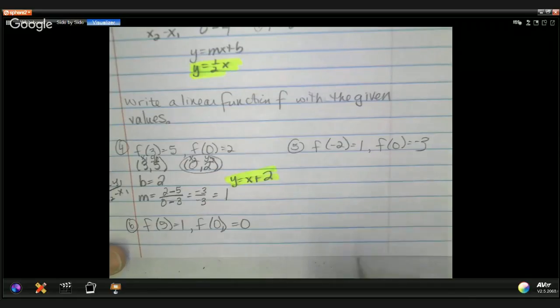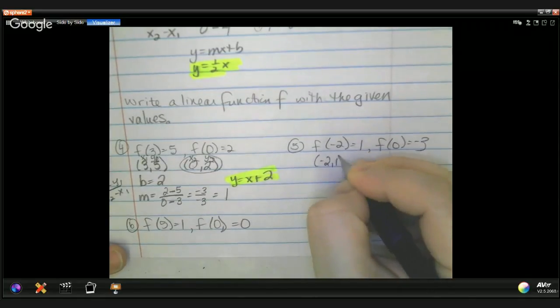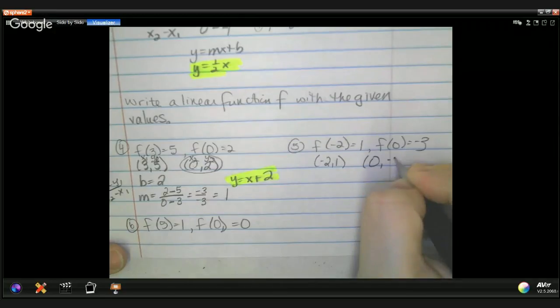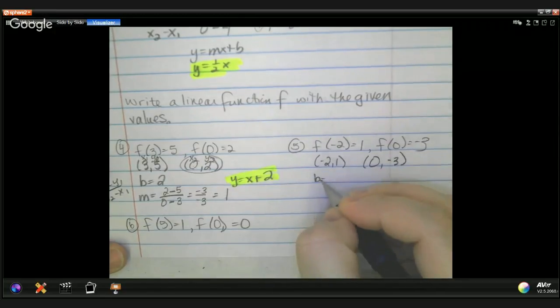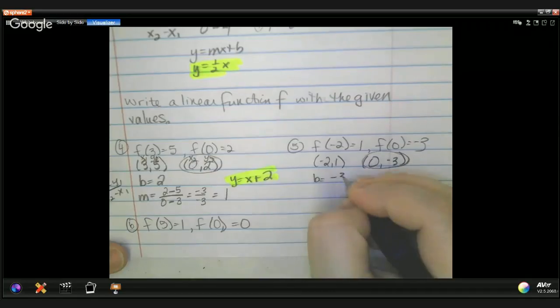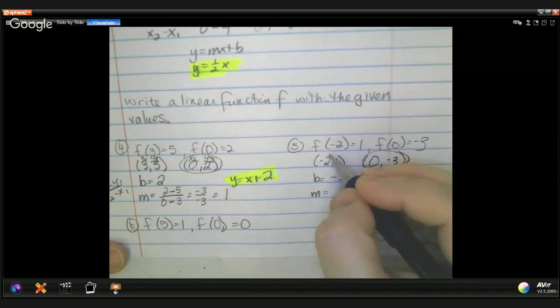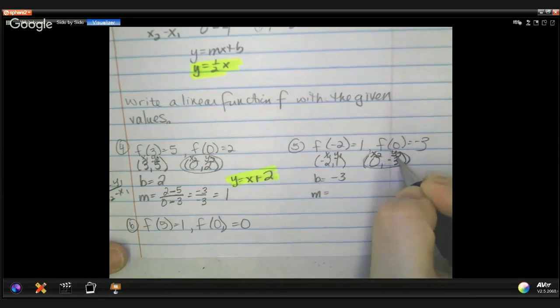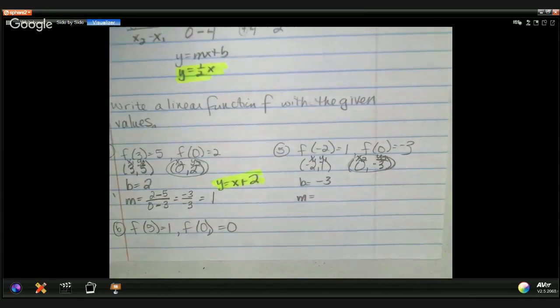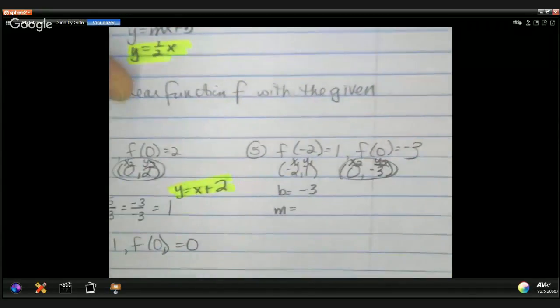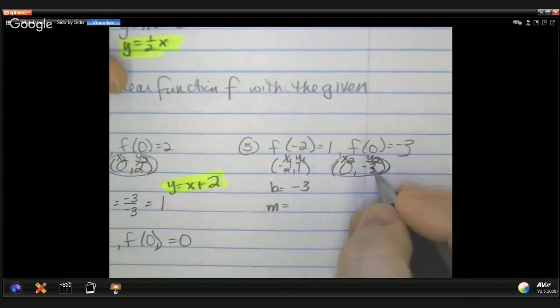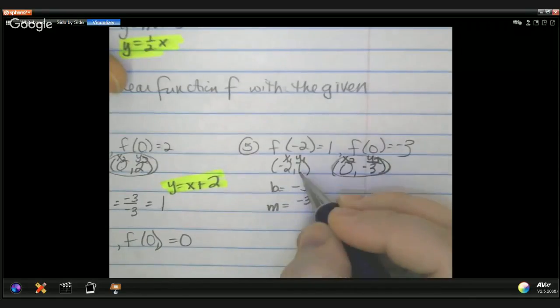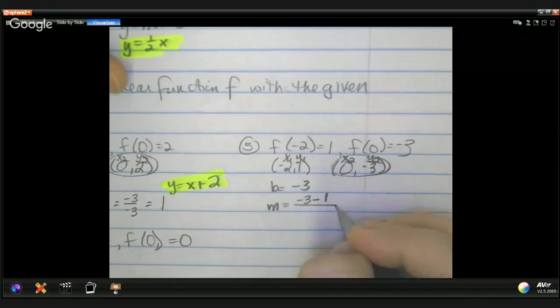Okay, so hopefully you tried them all. Negative 2 and 1, 0 and negative 3. So my b is right here, negative 3. And my slope, if I label them x1, y1, x2, y2. Let me zoom in for you. If I plug this in, my y2 value is negative 3 minus my y1 value, which is 1. My x2 value is 0 minus my x1 value, which is negative 2.